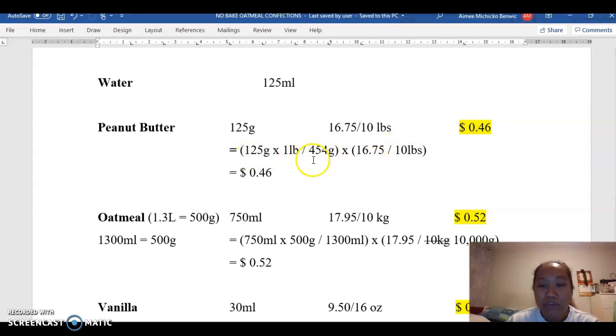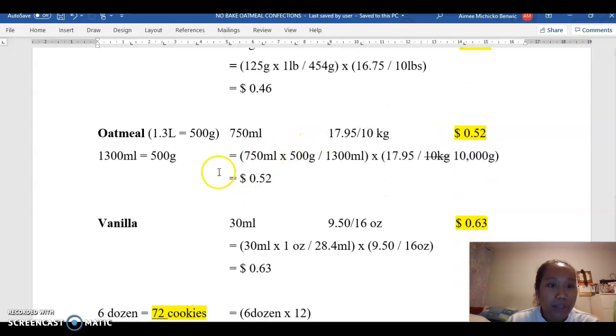So here we can just move forward because if we cancel grams and grams, we are left with pounds. There's pounds here and there's pounds here, so we can move forward. They're the same unit. After computing all of that, that gives us 46 cents for the cost of peanut butter.